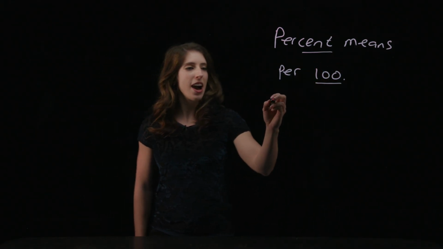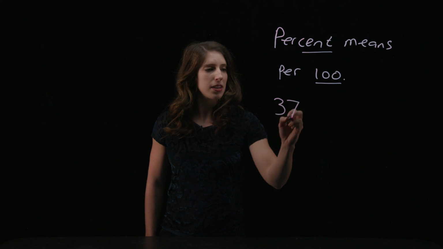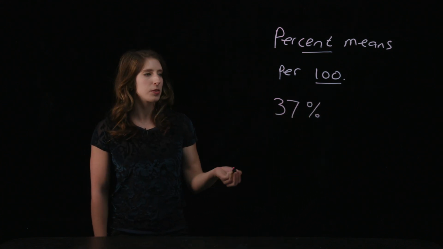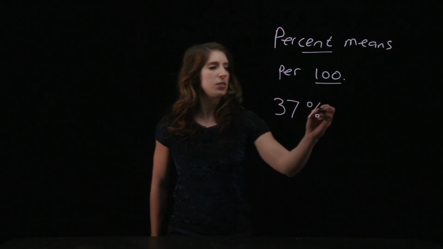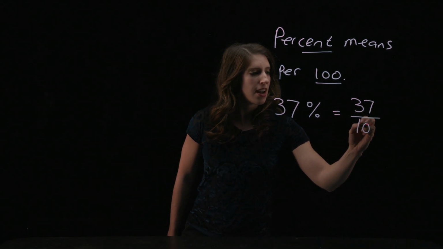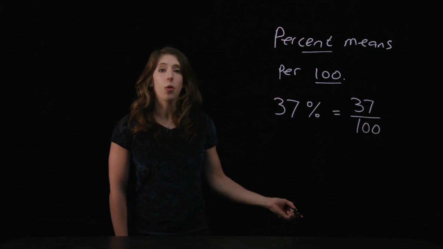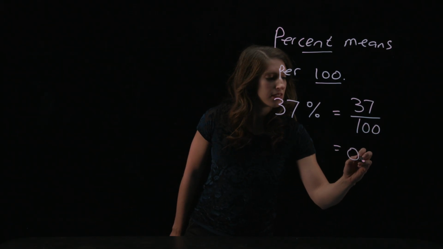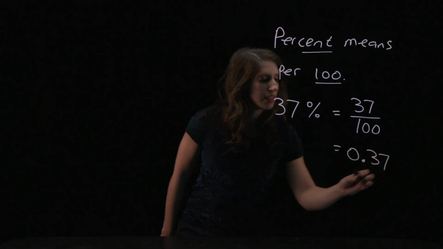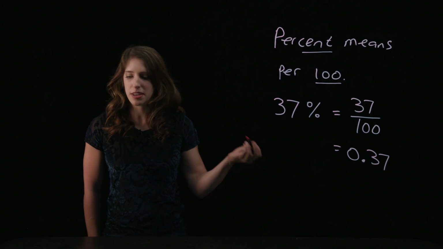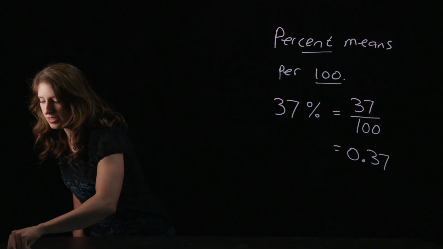So what if we had the example 37 with a percent symbol after, 37%? Well, then we could think of this quantity as 37 out of 100, or 37 hundredths, otherwise known as 0.37 in decimal form. Okay, so how can we remember this in more general cases?